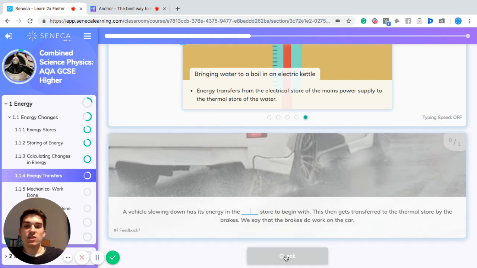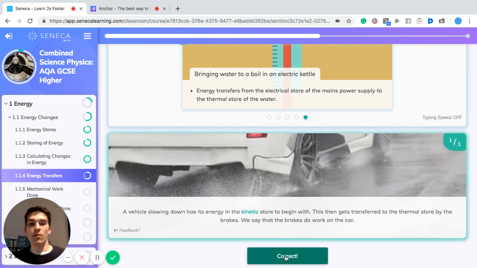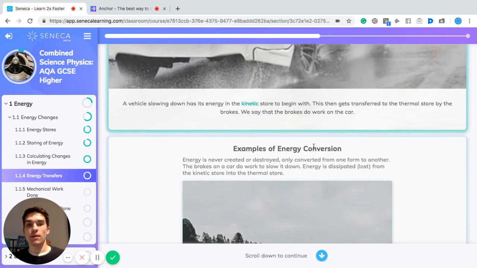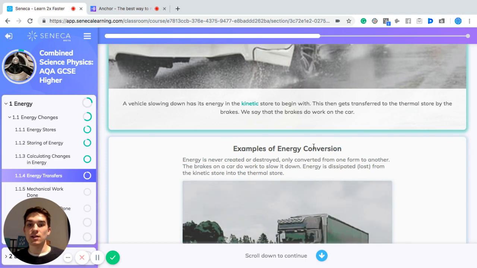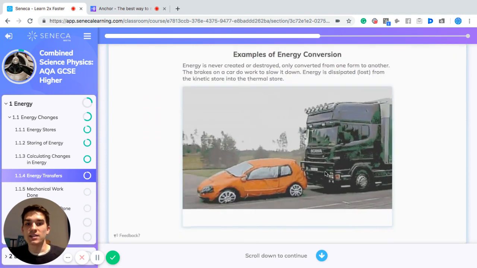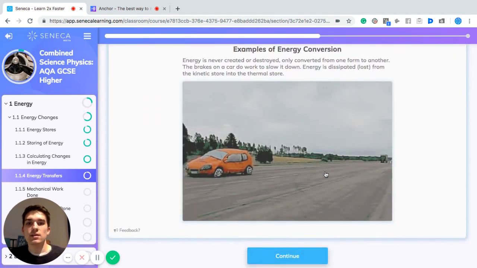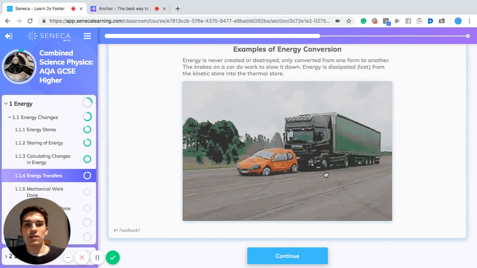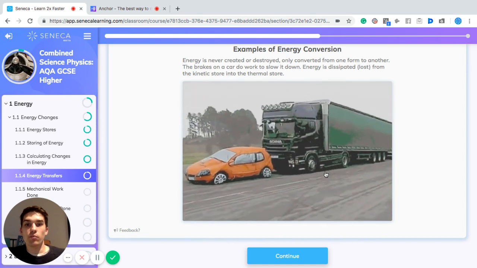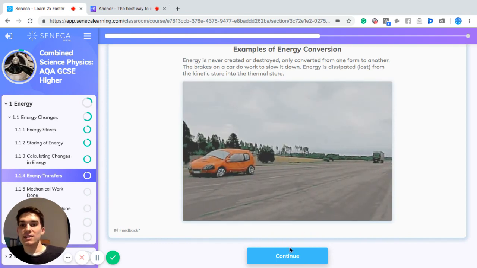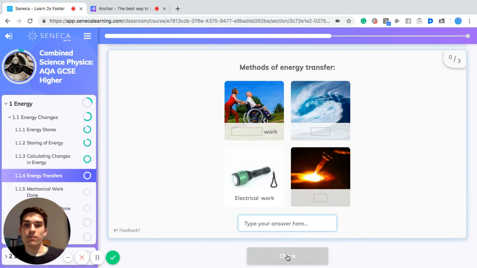Just to recap that, if a vehicle is slowing down, it has the kinetic store to begin with, and then it gets transferred to the thermal store and possibly given off as sound energy when the vehicle brakes, and we say that the brakes have done work on the car. Energy is never created or destroyed, only converted from one form to the other. If the brakes on a car do the work to slow it down, the energy is lost from the kinetic store and it's transferred into thermal energy.